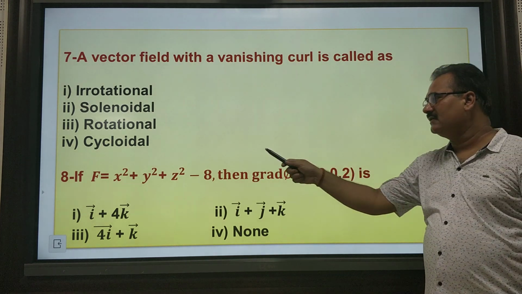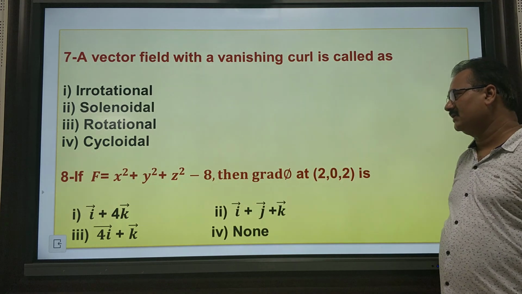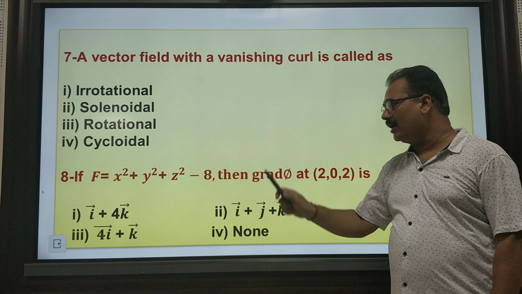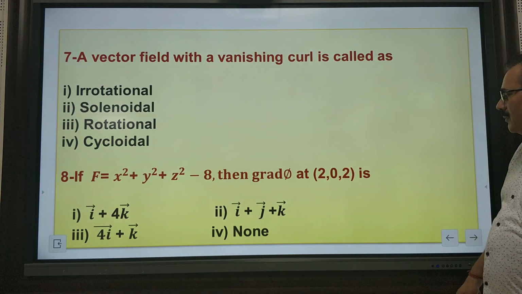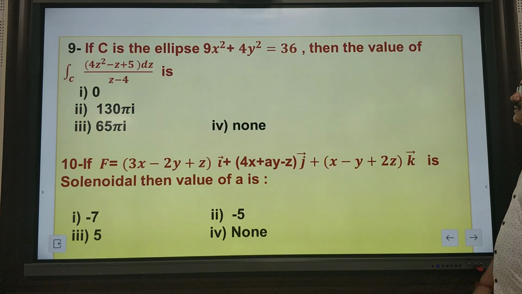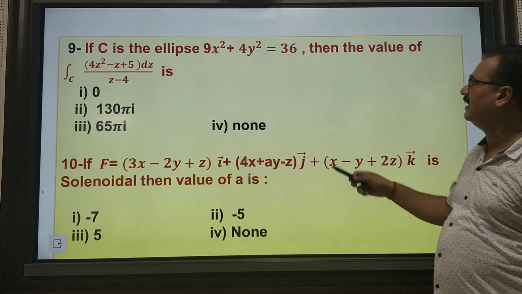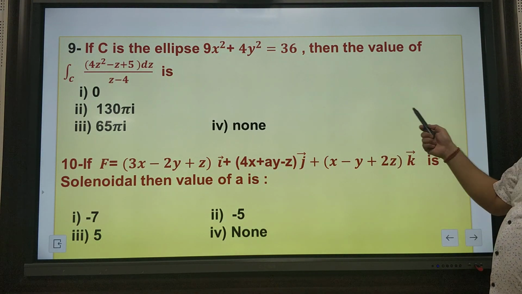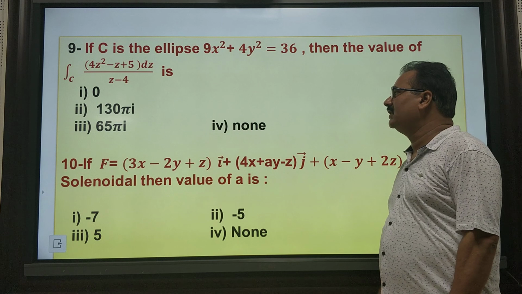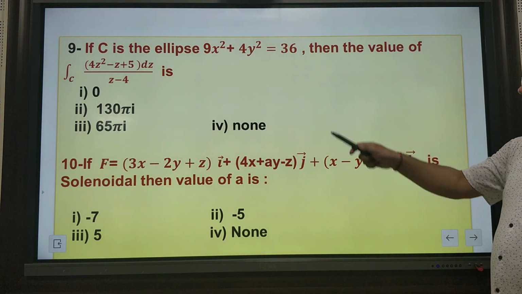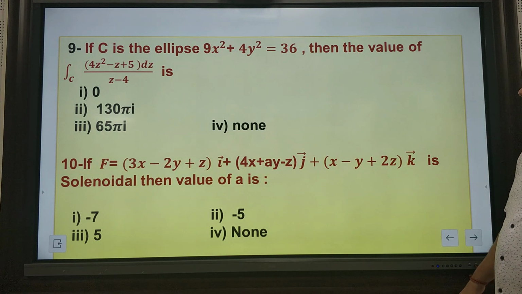Now the eighth question is, if phi = x^2 + y^2 + z^2 - 8, then gradient phi at (2, 0, 2) is: first, i + 4k, second, i + j + k, third, 4i + k, and fourth, none of these. Now the ninth question is, if C is the ellipse 9x^2 + 4y^2 = 36, then the value of the line integral of (4z^2 - z + 5) dz/(z - 4) is: first, 0, second 130 pi i, third 65 pi i, and fourth none.